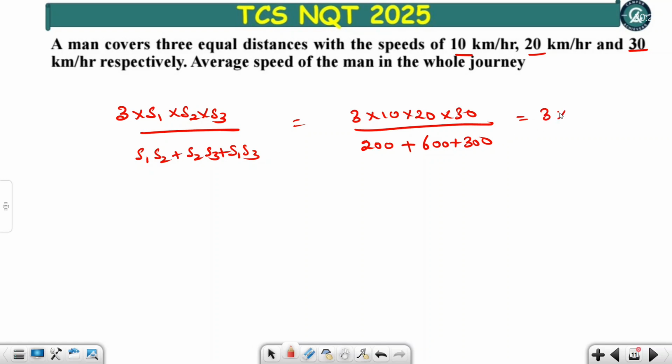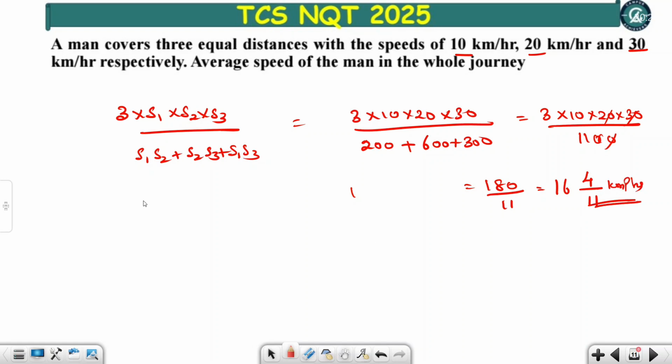So 3 into 10 into 20 into 30 divided by 1100. Anyhow, 2 zeros will get cancelled. So at last you'll get 180 by 11, which is about 16.4 kilometer per hour. Okay, this is one method.